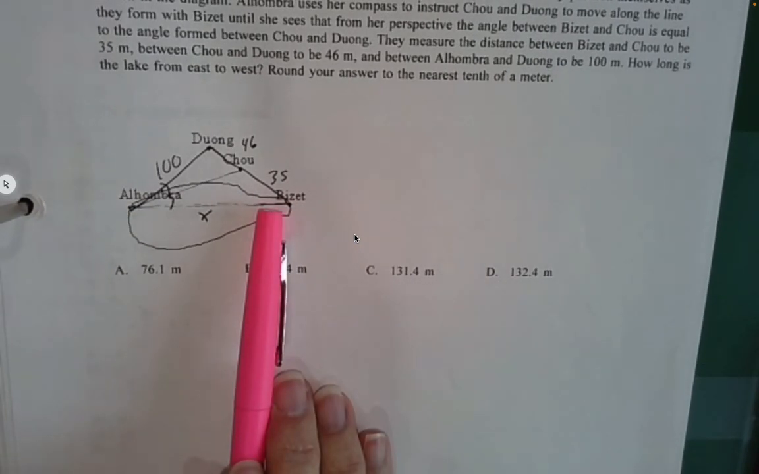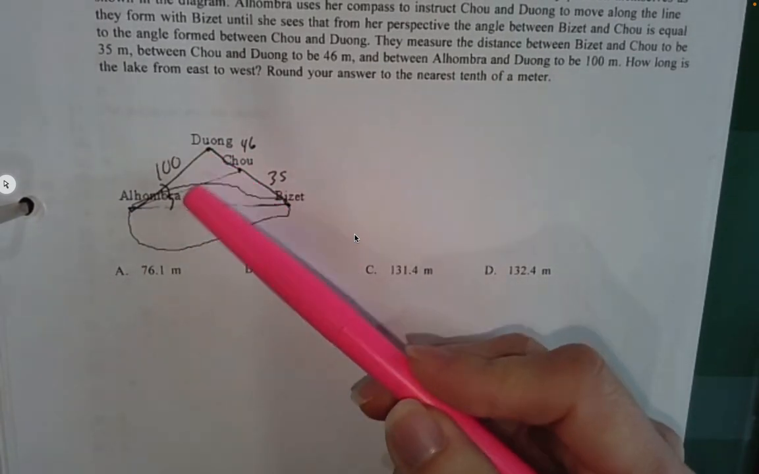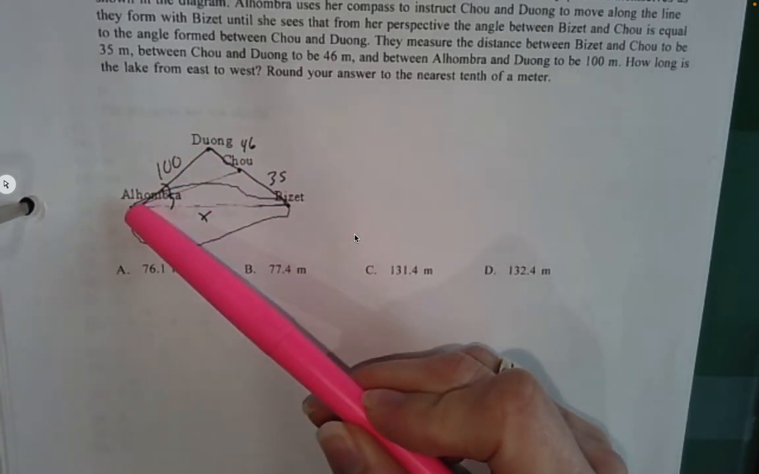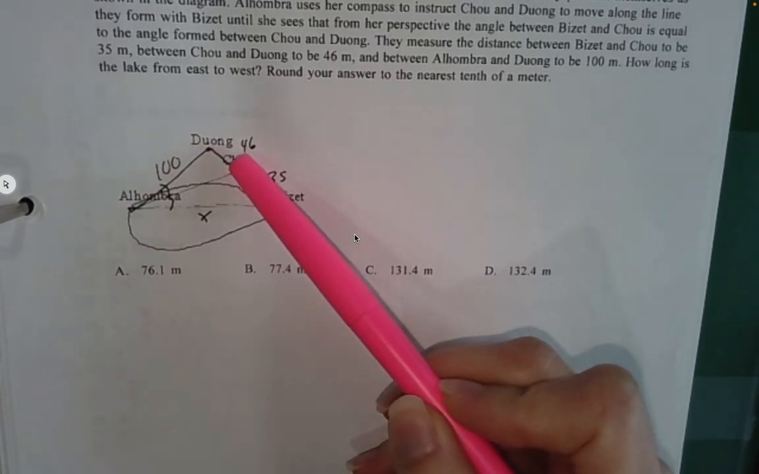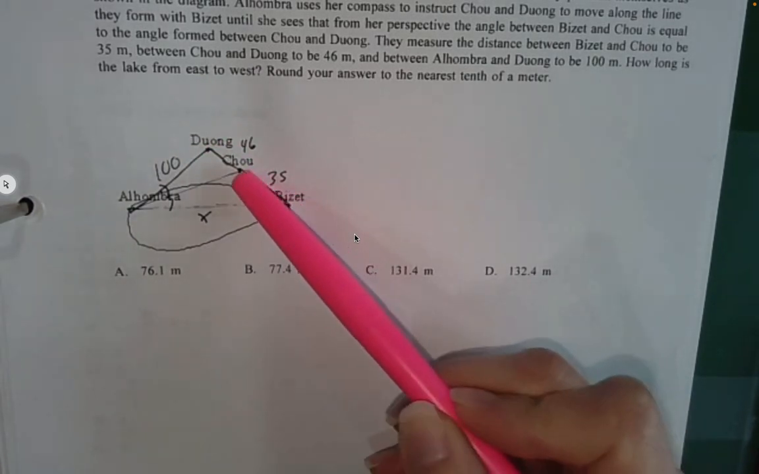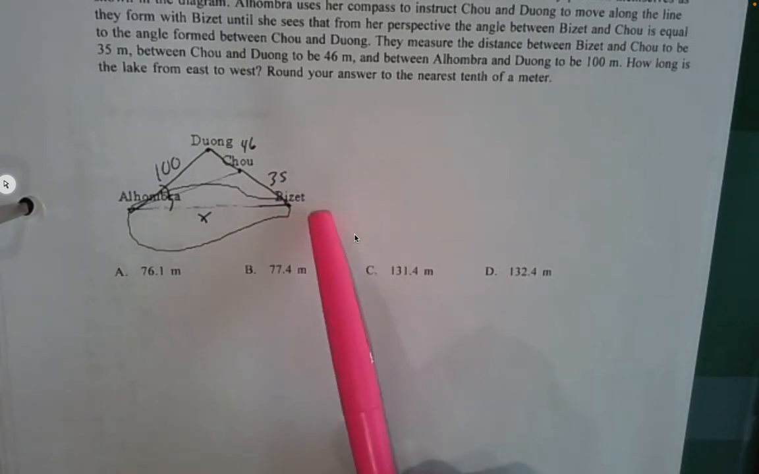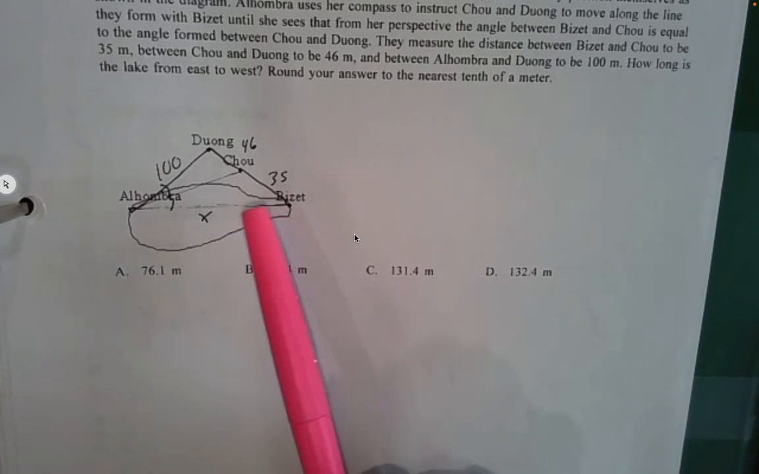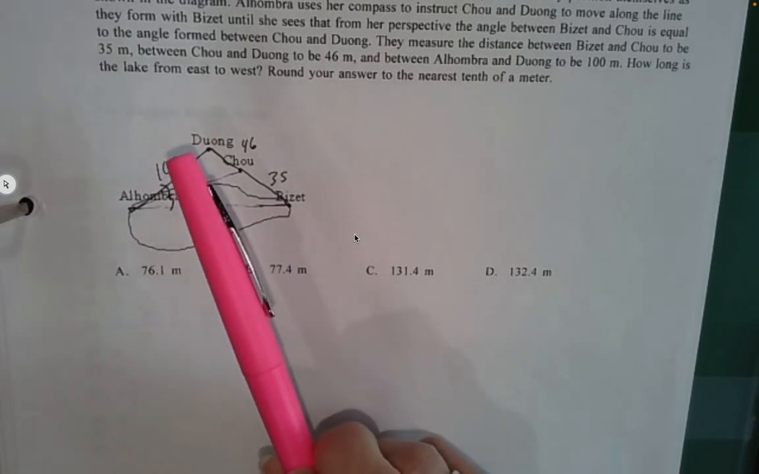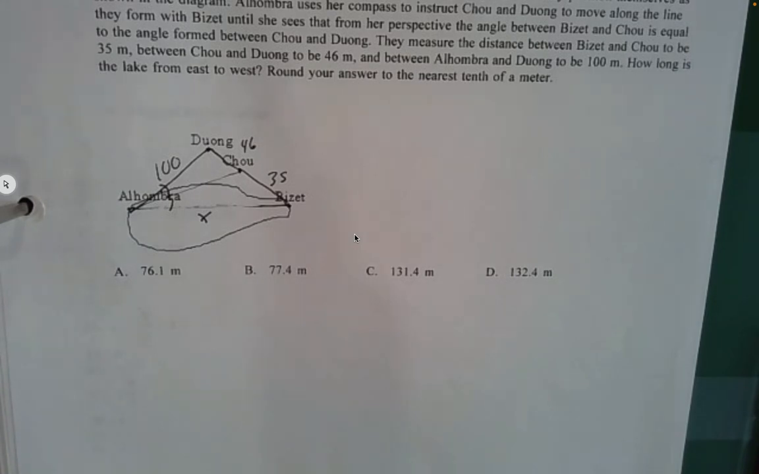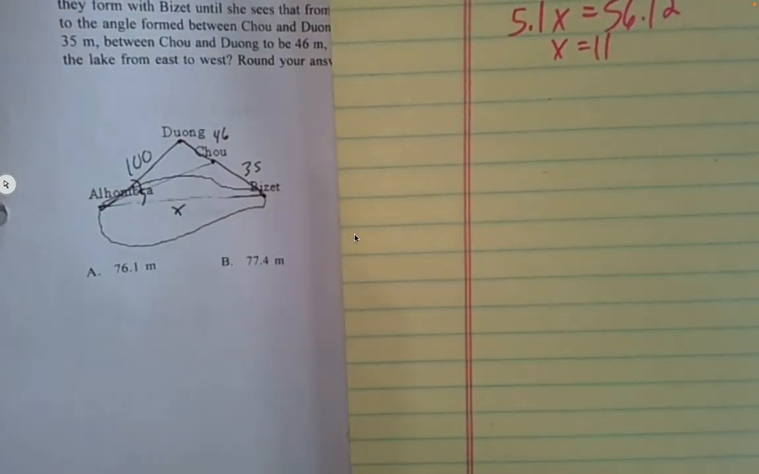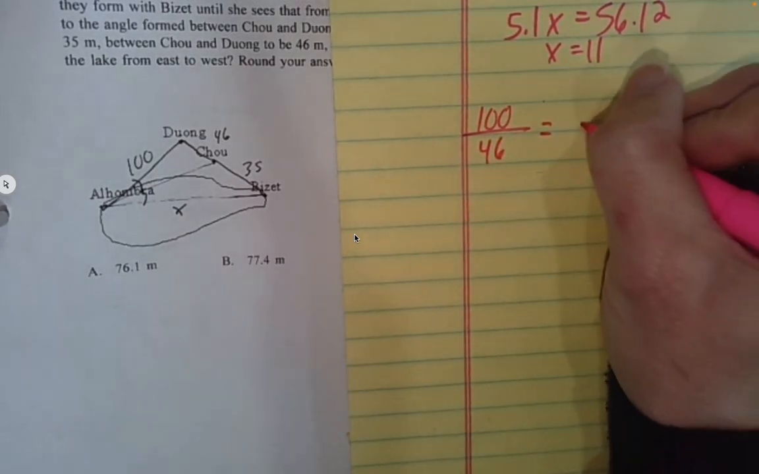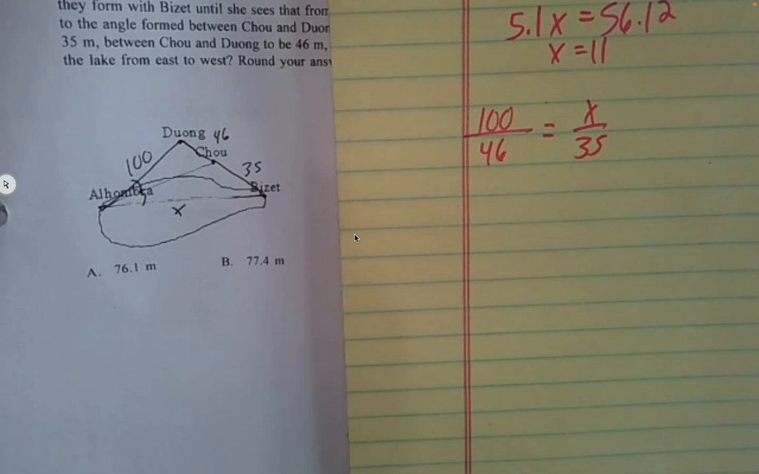X. Y'all, this is super easy. They told you, listen, they told you from these two places, it's 100 meters. From these two places, it was 46. And from these two places, it was 35. They want to know the distance across the lake. How could you set up a proportion? 100 over what? 46. Okay, I'll do that. She says 100 over 46. And what's the next one? X over 35. Very good. Gotta go in the same order. X over 35. Then what would you do?